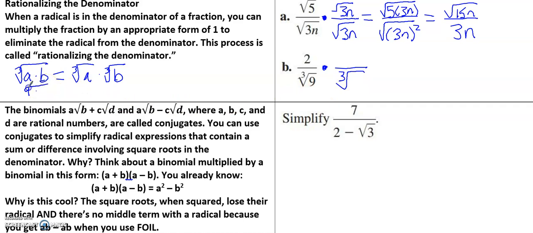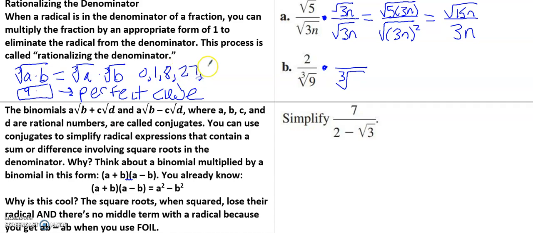Well, what do we want to have happen? We want the product of this thing to be a perfect cube. Why do we want it to be a perfect cube? Well, we can take the cube root of a perfect cube. Now, in the last video, I went over some of the perfect cubes. Here they are. 0 cubed is 0. That's not going to help us. 1 cubed is 1. 2 cubed is 8. 3 cubed is 27. 4 cubed is 64. And so on and so forth.